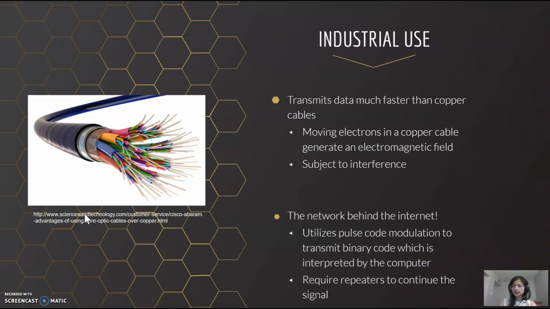So what exactly are these used for? The optical fibers can be used to transmit data using light. They're much more effective than copper cables. As we went over in previous classes, copper cables use moving electrons, and moving electrons can generate an electromagnetic field, which is subject to different kinds of interference. So a lot of times we use optical fibers to transmit light using what's called pulse code modulation. And this whole system of pulse code modulation through optical fibers is the backbone of our internet.